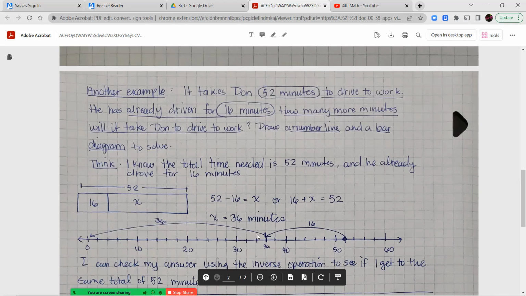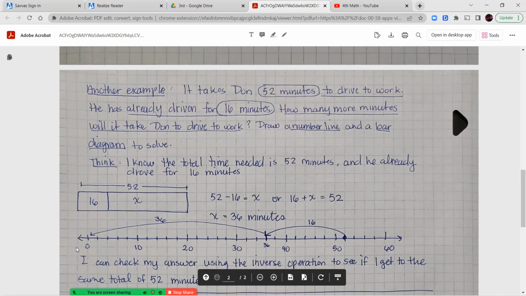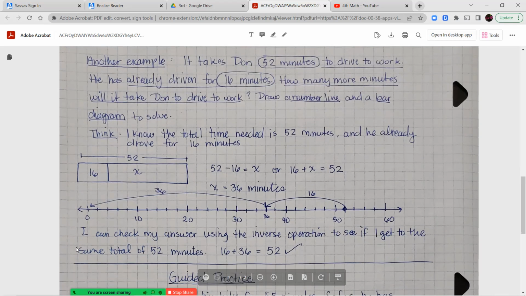Now I can do this on a number line by starting at the 52 and jumping back 16. That landed me at the 36. So I know he has 36 more minutes to go until he makes it to the end of his drive.